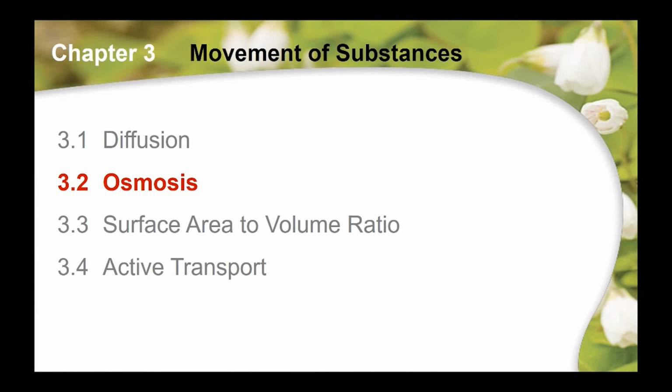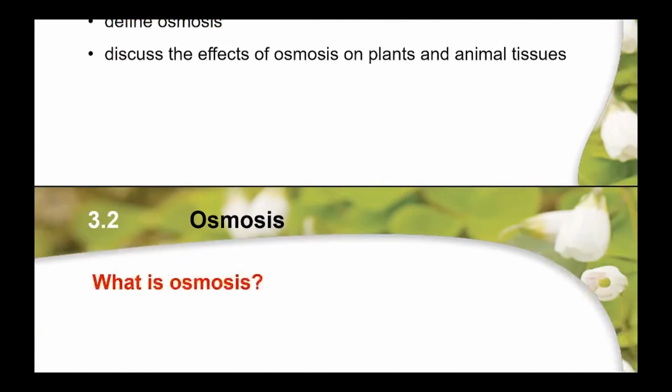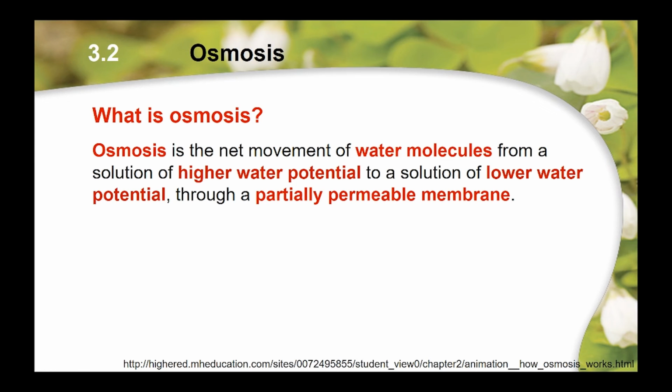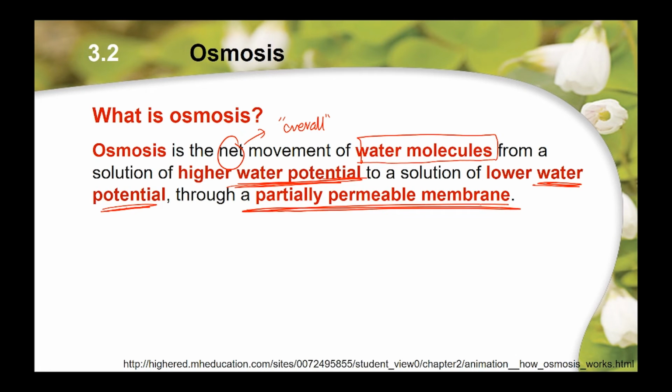Now moving on to osmosis. Osmosis is slightly different. In terms of the definition of osmosis, what we need to understand is that it's no longer about particles, but the key word over here is actually water. You'll still see the word net, which represents overall. So osmosis is the overall movement of water molecules from a solution of higher water potential to a region of lower water potential, and this must be through a partially permeable membrane.